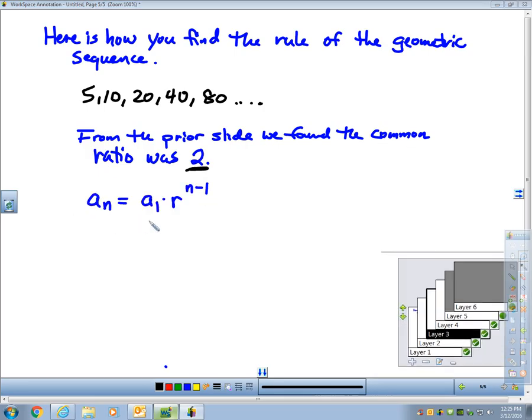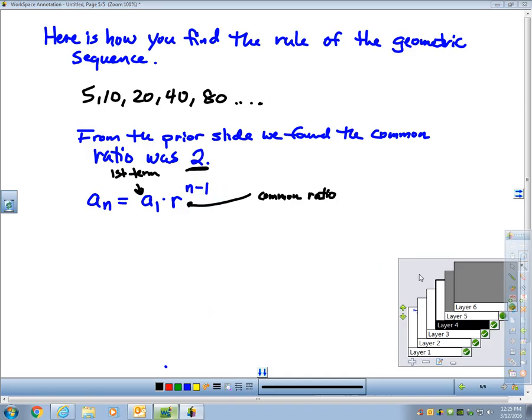Geometric sequences always have this form. The nth term of the sequence equals the first term. Maybe I ought to label this. Here is the first term of the sequence. R stands for the common ratio. The exponent is the number of terms minus 1. I'll explain that in a minute.